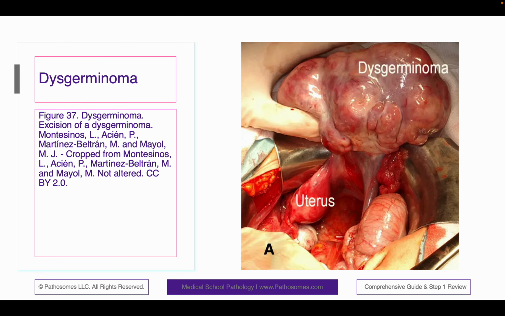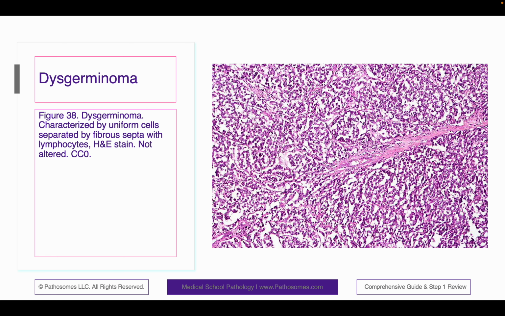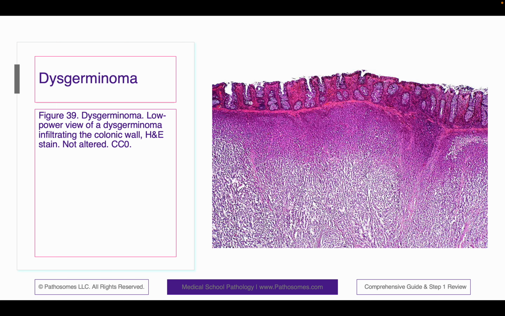And this is a dysgerminoma, what it looks like in the operating room, surgeons. And this is what it looks like microscopically for you future pathologists out there. Notice the uniform cells that are separated by the fibrous septae and the lymphocytes. And here we can showcase a dysgerminoma that's actually infiltrating the colonic wall.